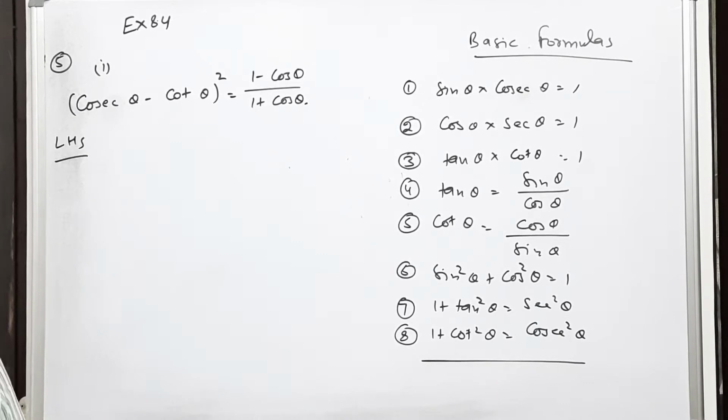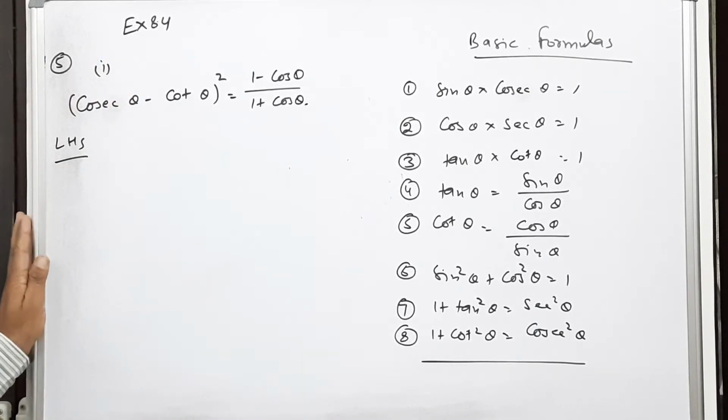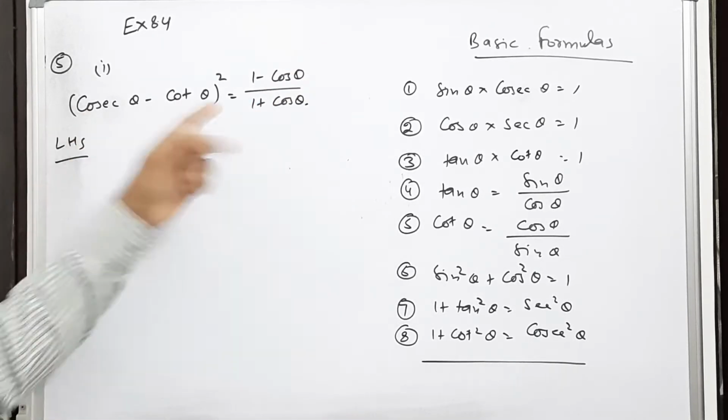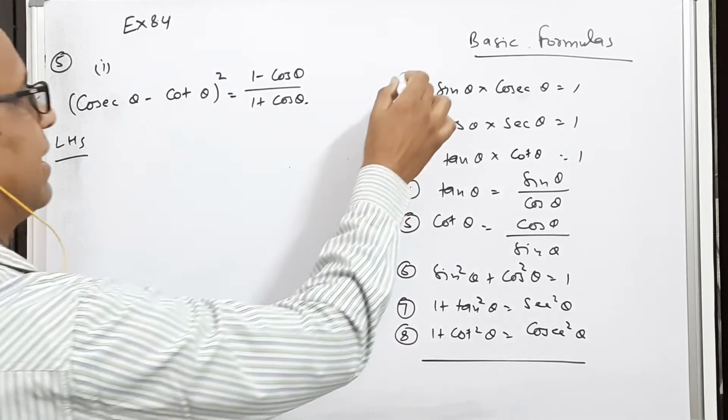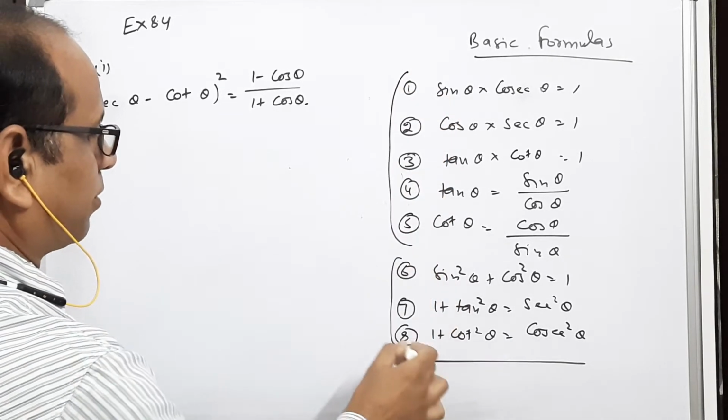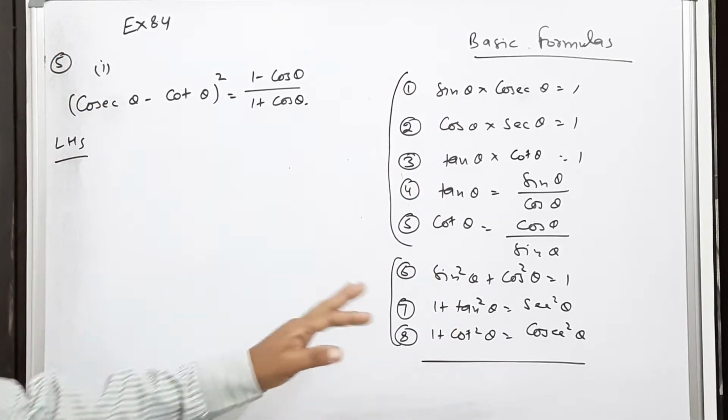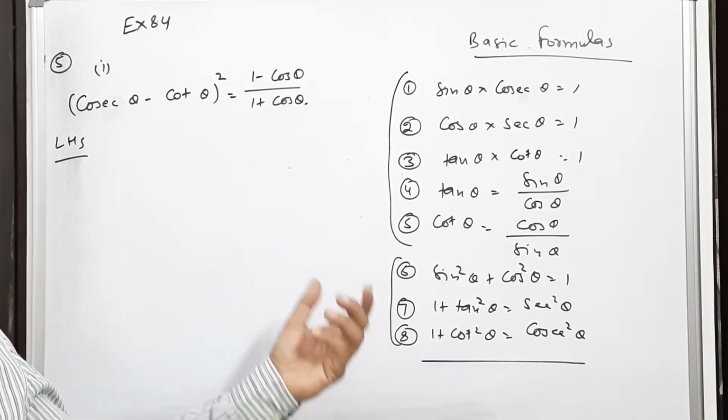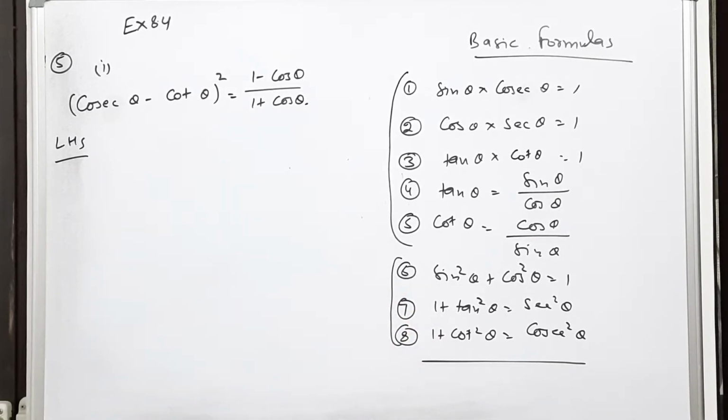Hello students, exercise 8.4, fifth sum, first part. The problem is that by using the trigonometrical identities, prove it. These are the relations and these are three important identities. Without understanding these identities, we cannot solve.